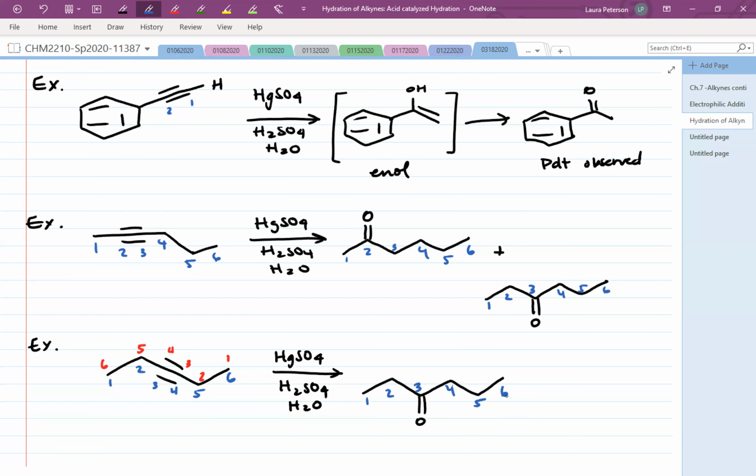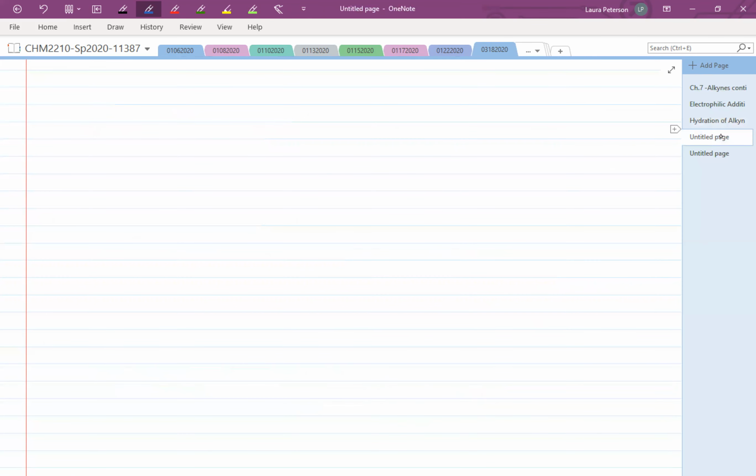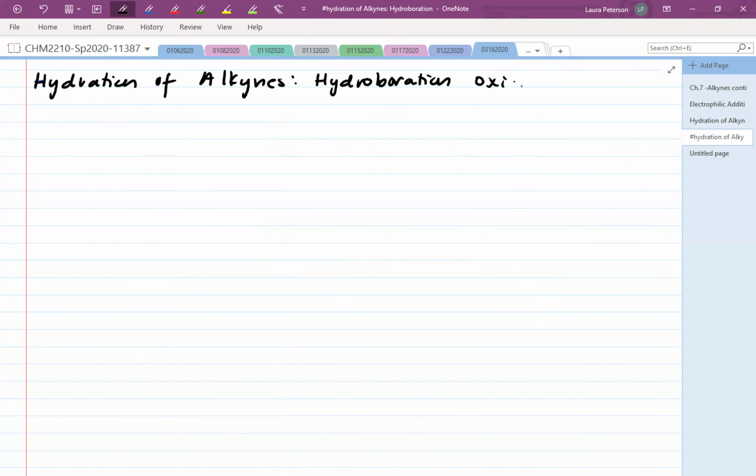So the last thing that I want to consider then is the hydration of alkynes through an anti-Markovnikov model. So this is hydroboration oxidation. So we're still hydrating alkynes, rather. And we're going to look at hydroboration oxidation. Okay, so here is the overall reaction. So again, I'm going to use a terminal alkyne so that I can see the regiochemistry.